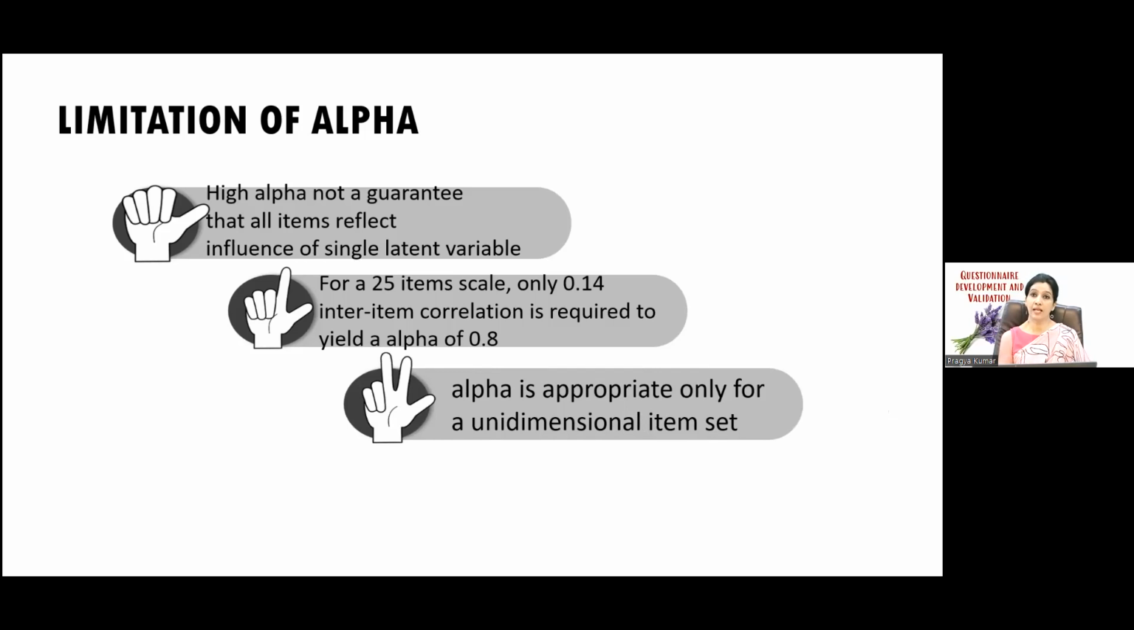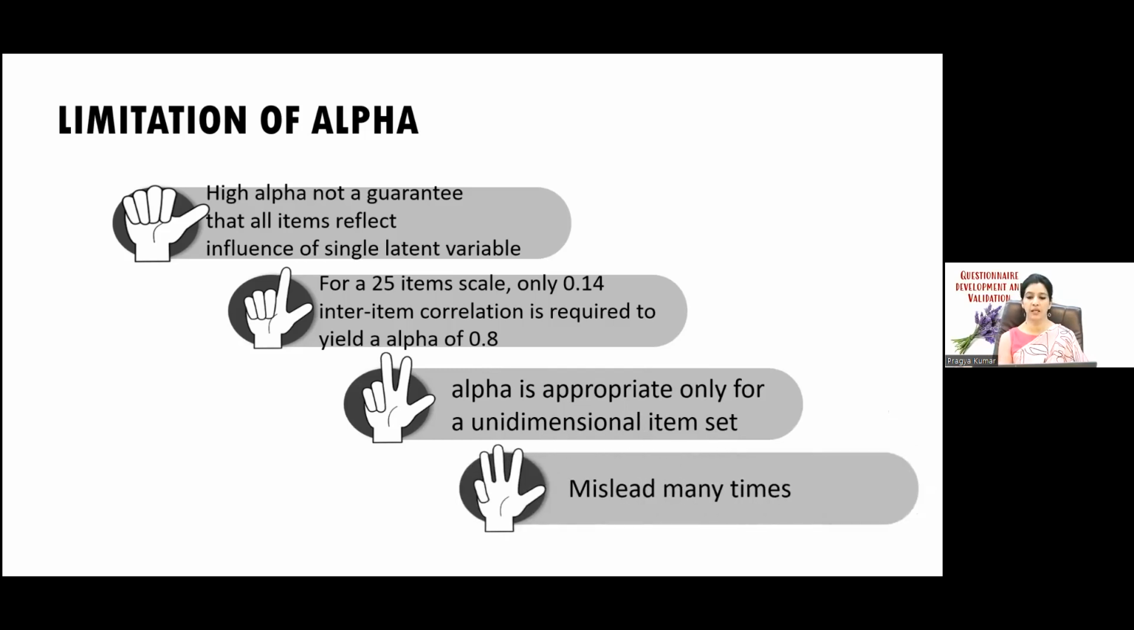And alpha is appropriate only for a unidimensional item set. Although we have McDonald's omega, which tests this without a concept of dimensionality, again, it may mislead many times. That's why only doing the validity studies or only using the scale based on alpha should not be done.